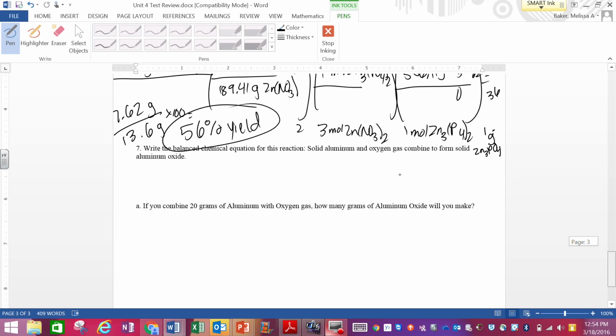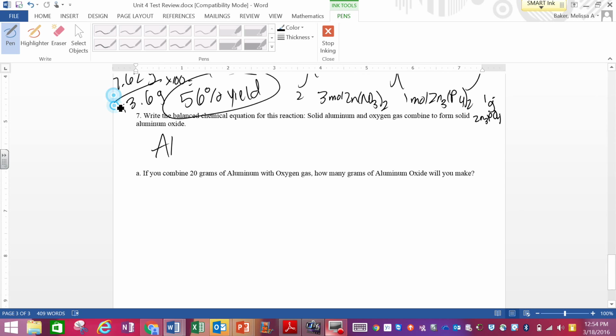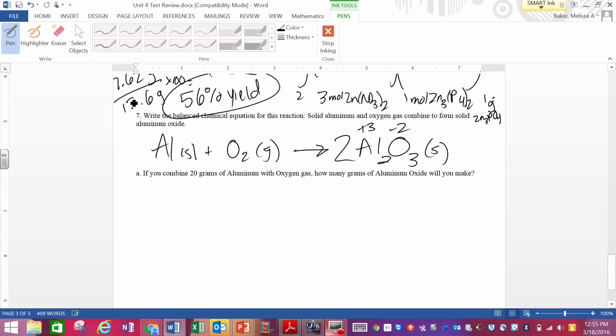All right, last one. Write the balanced equation. Solid aluminum and oxygen gas combine to form solid aluminum oxide. Aluminum oxide, we got to crisscross charges. Al2O3. This is not balanced. Make odd numbers even. 4, 3, 2 out front. You've got 20 grams of aluminum, and you're assuming a bunch of oxygen gas. How much aluminum oxide will you make?